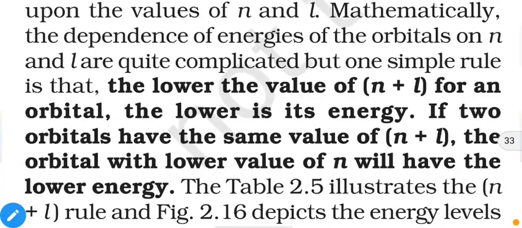Mathematically, the dependence of energy of orbitals on n and L is quite complicated, but one simple rule is that lower the value of n plus L for an orbital, the lower is its energy. If two orbitals have the same value of n plus L, then orbital with lower value of n will have the lower energy. So this point is mentioned in table 2.5. So let us discuss the table, and then you can compare the situation mentioned in figure 2.16b.